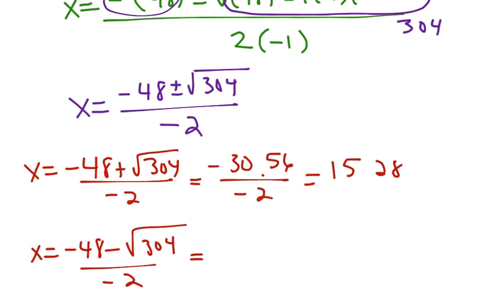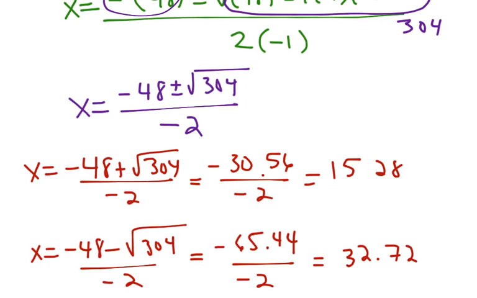I'm going to do negative 48 minus the square root of 304, and I'm going to get negative 65.44. I'm going to divide that by negative 2, and I'm going to find out it's 32.72. The reason I rounded everything to the hundredth place is because we're talking about money.